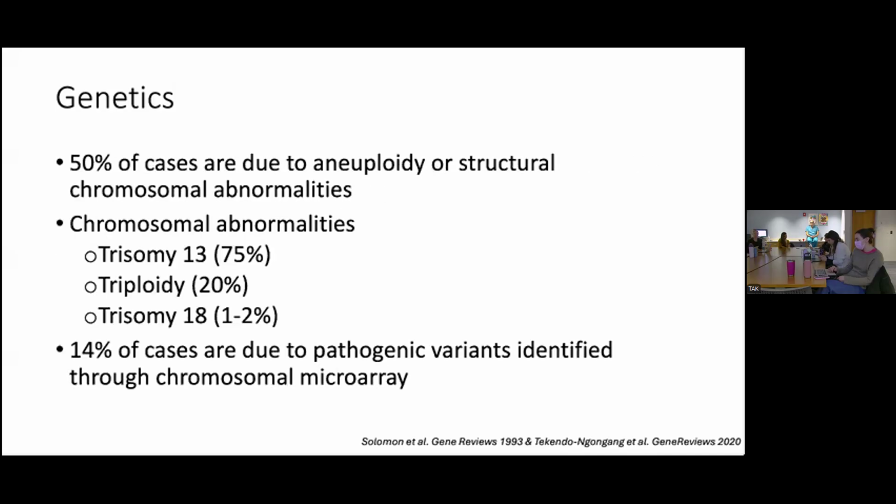So about 50% of cases are due to aneuploidy or structural chromosomal abnormalities. The majority are associated with trisomy 13, but triploidy and trisomy 18 also occur. And 1/4 of these cases are due to pathogenic variants that are identified through chromosomal microarray.